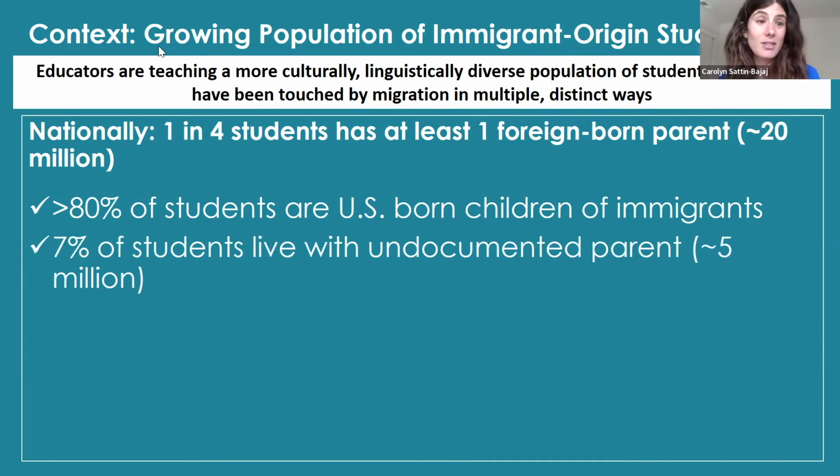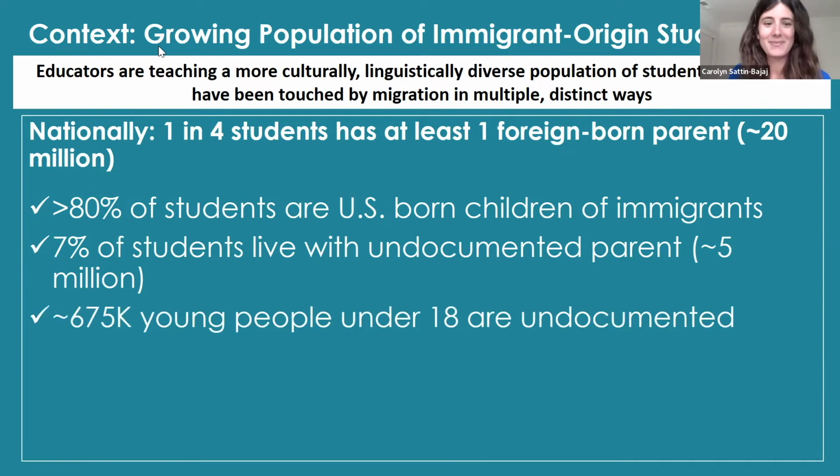About 7% of students have at least one undocumented parent. So that's 5 million children, and California has a large number of those. California, Texas, Arizona, New York, New Jersey, where I'm from. I'm really from Connecticut, but I feel like that's all the same. And then 675,000 young people are themselves undocumented.